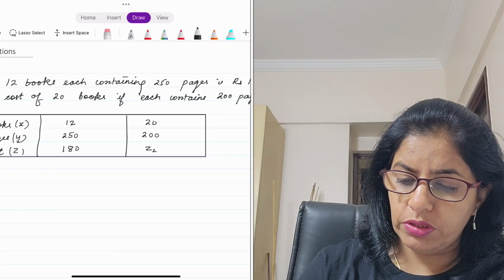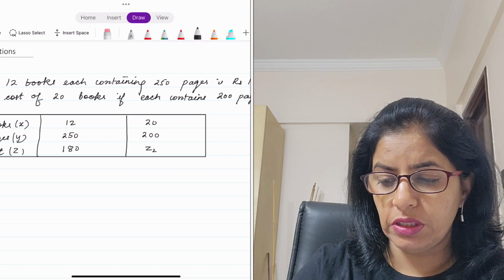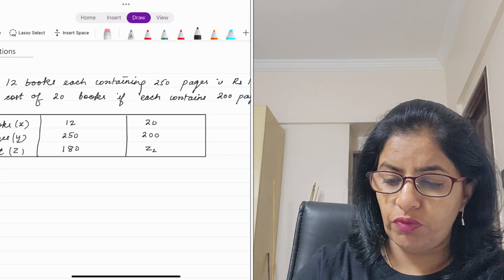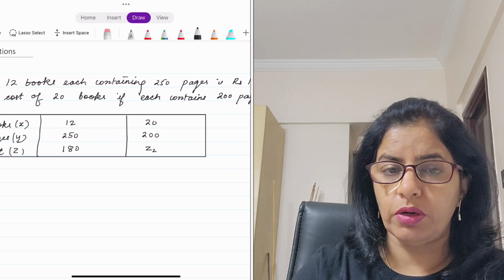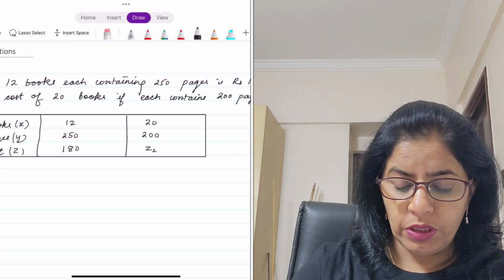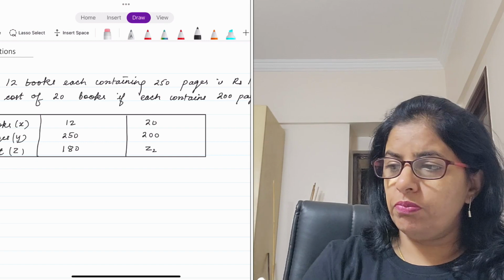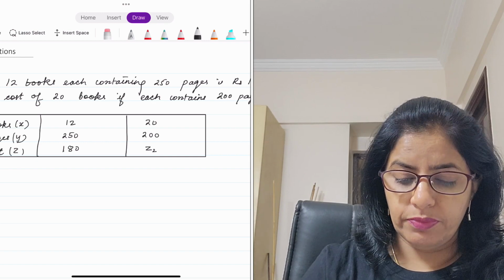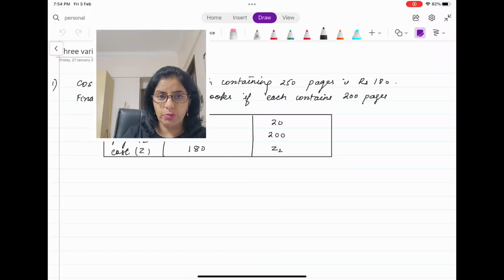Cost of 12 books, each containing 250 pages, is rupees 180. Find the cost of 20 books if each contains 200 pages. So first and foremost, we make a chart. Let's take books as X variable, pages as Y variable, and cost as Z variable.